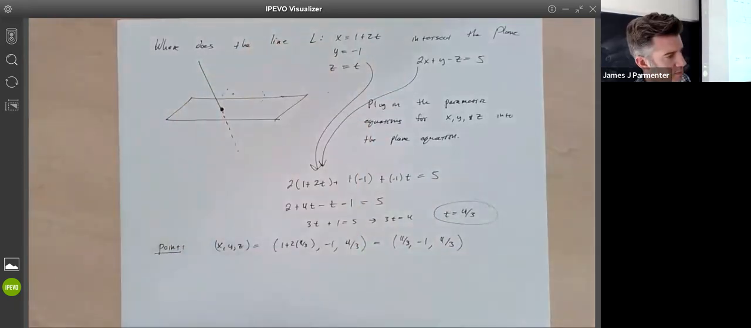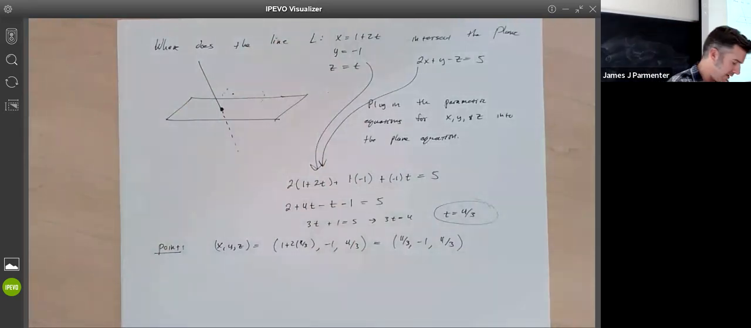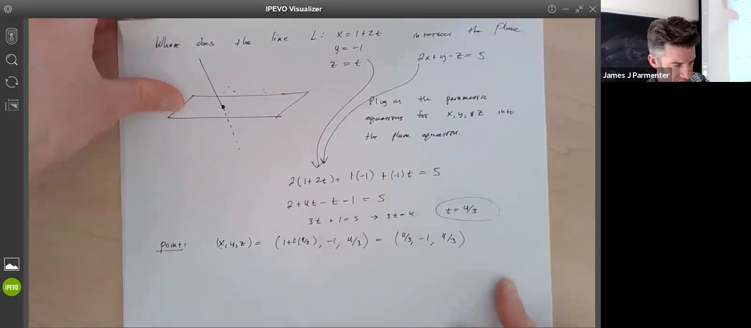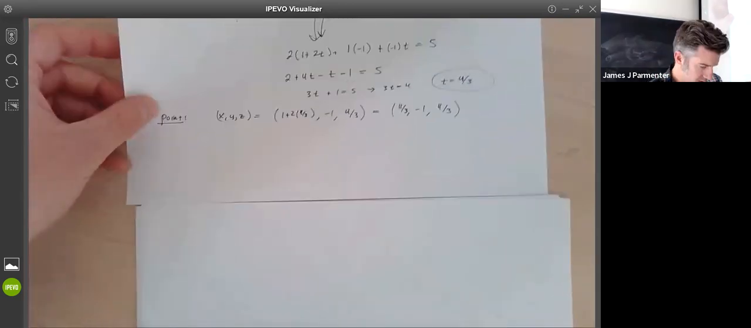Kind of neat. Usually not too terrible to have to solve. Like finding where a line and a plane intersect is usually just fine. On the other hand, the next thing we're going to do is a little bit harder.